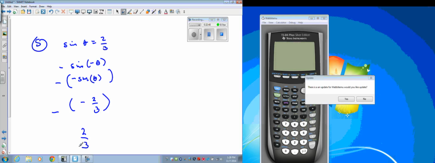You're doing, see, they're giving you sine theta is 2/3. Well, this sine of a negative theta is a negative of that, right? But then they want you to do the opposite of that. So then it comes back to this. You see what it's doing? See that this is what's given. This is what they're asking.